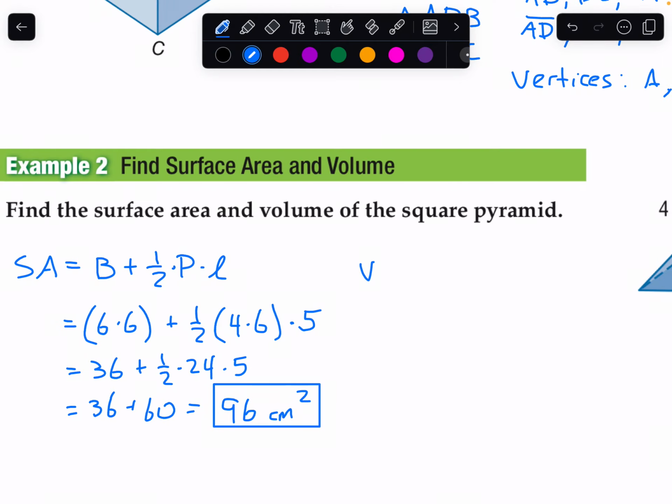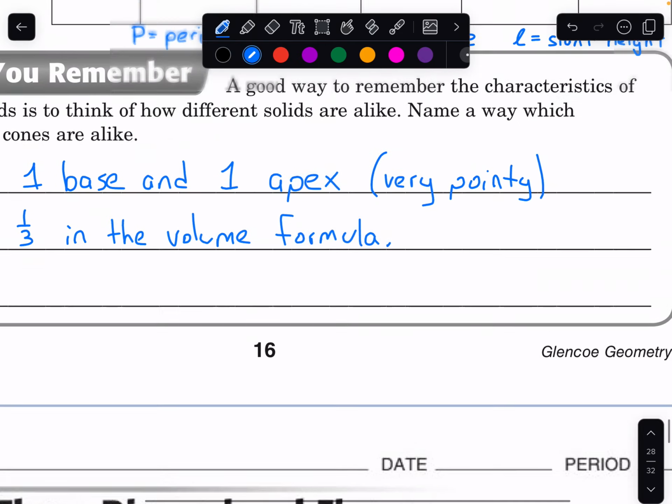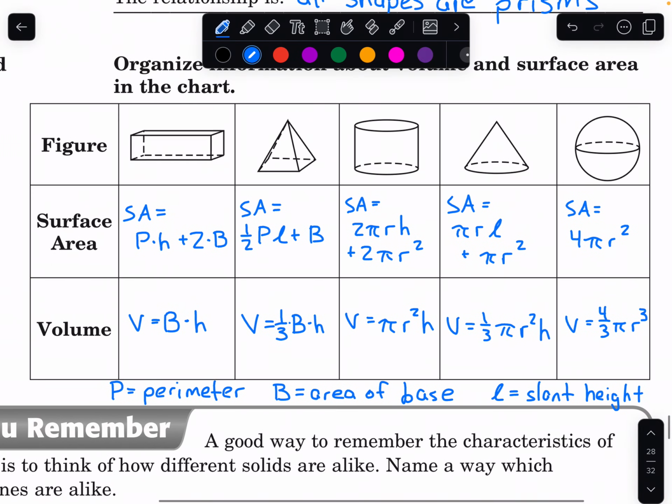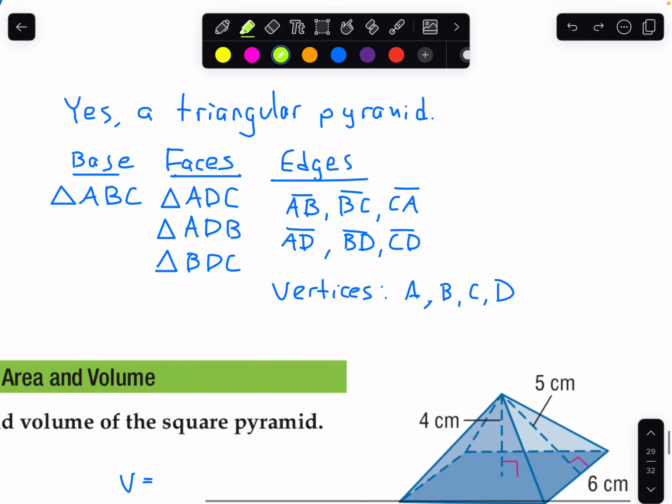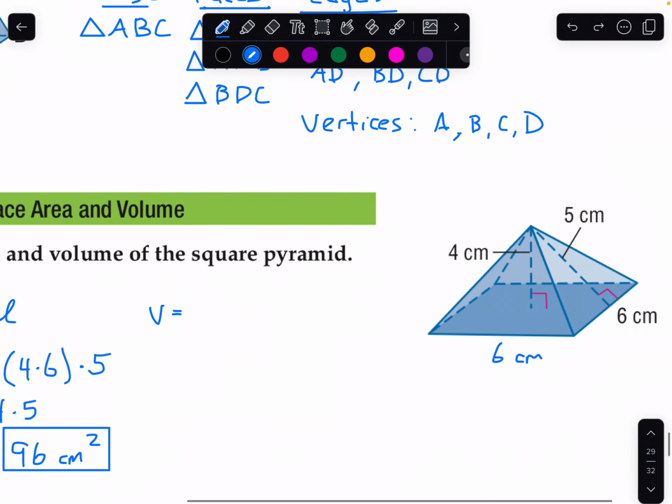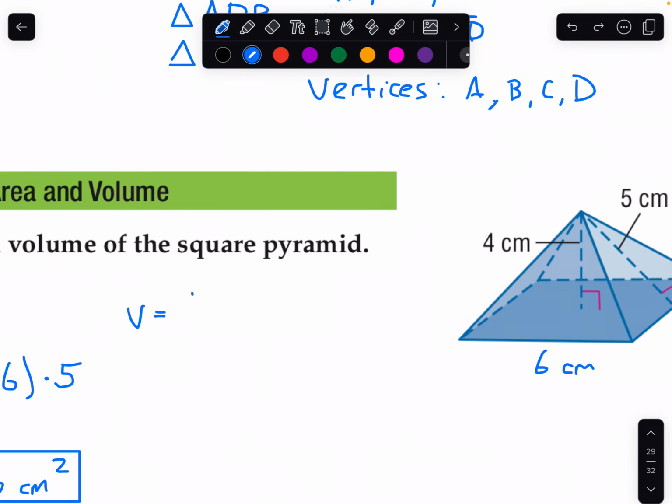And for the volume of a pyramid, double check again. That's got the 1/3 in it. Yes? 1/3 area of the base times the height. One-third, capital B times lowercase h, height of the pyramid.